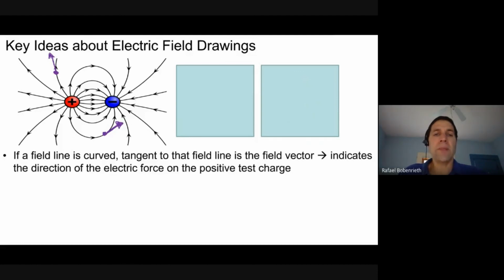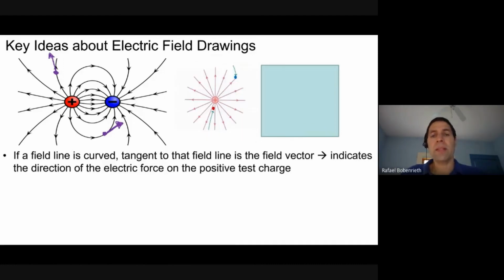And we know that a negative test charge would feel a force in the exact opposite 180-degree direction. So that's one key point I want you to keep in mind as you look at these field drawings. And that's also going to be important for the electric field hockey game you're going to play later today.